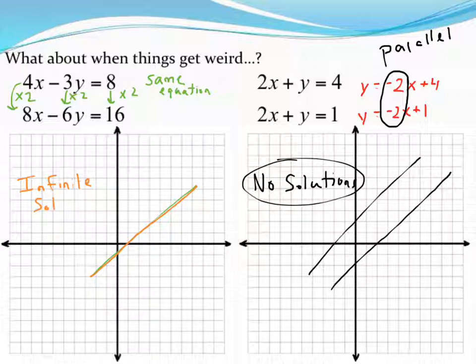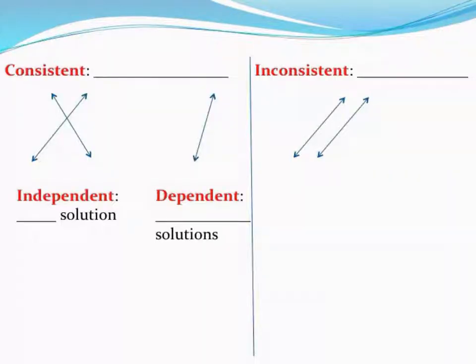So here are our two examples of the weird problems where we don't get just one intersection point. We either get infinite solutions if the lines happen to be the same line, or no solutions if the lines happen to be parallel because there's no intersection point. So we have a couple of vocabulary words associated with that. Let's go ahead and make note of that. We'll take a look at one more example to finish this up.